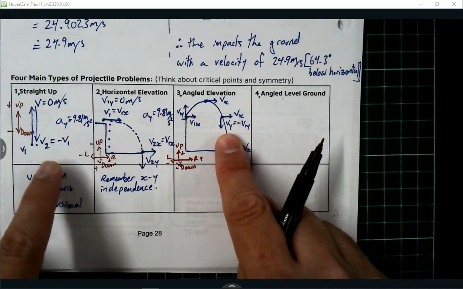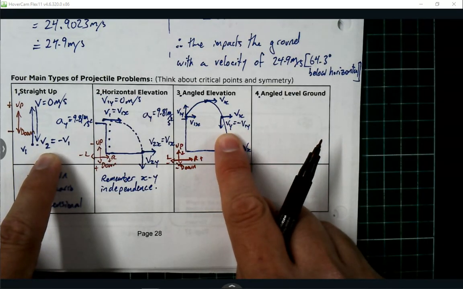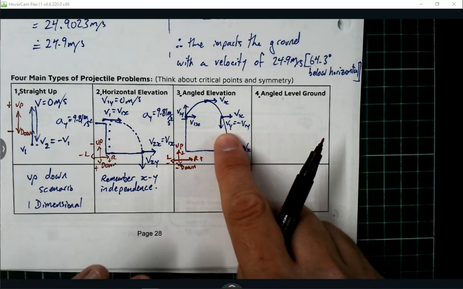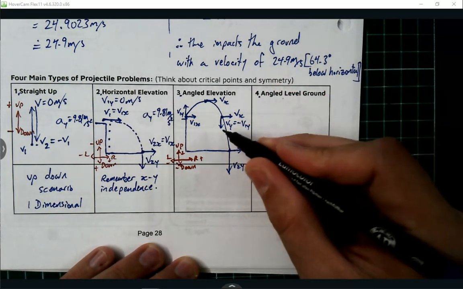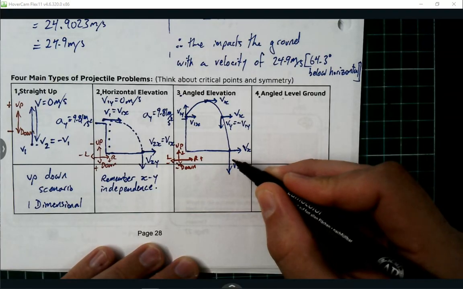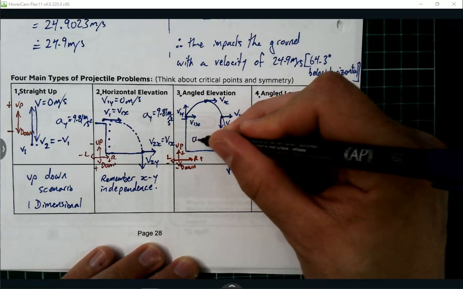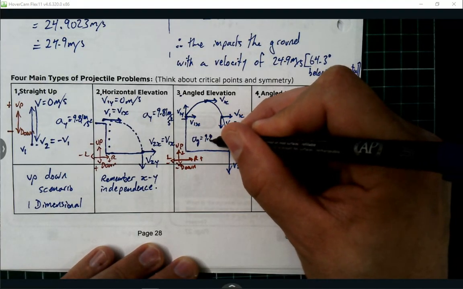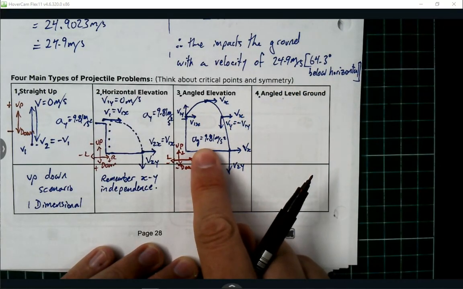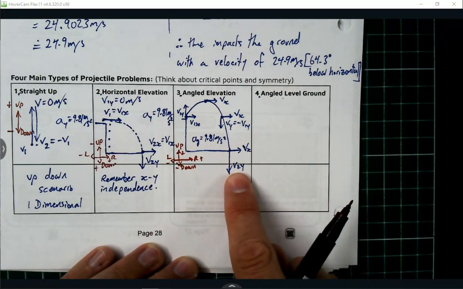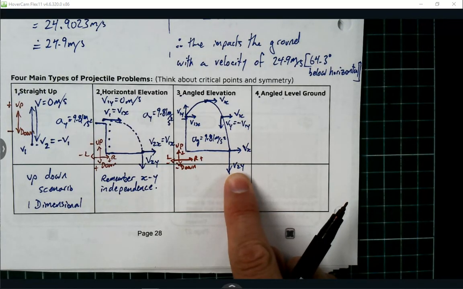And that reminds me of something we said earlier with this one-dimensional scenario. It's just that now we're thinking about that xy independence. And then when it hits the ground, notice that the Vy has sped up because of that acceleration due to gravity, because we still have ag equals 9.81 meters per second squared, and that's a y piece of information. It only operates in the y, so it's going to speed up that Vy as it strikes the ground.